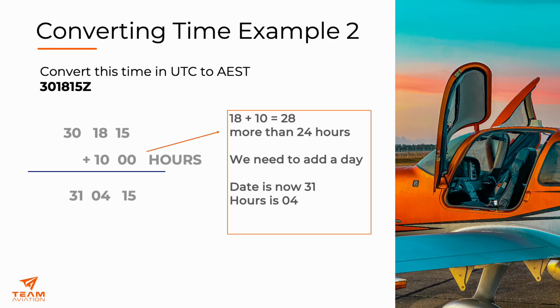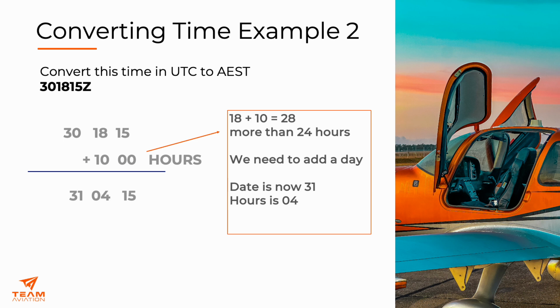Right, now let's go through another example of converting time from UTC to Australian Eastern Standard Time. But this time, the conversion rolls into the next day. We start with 301815 Zulu, which represents the 30th being the date, and 1815 UTC being the time. We apply UTC plus 10 for Australian Eastern Standard Time.